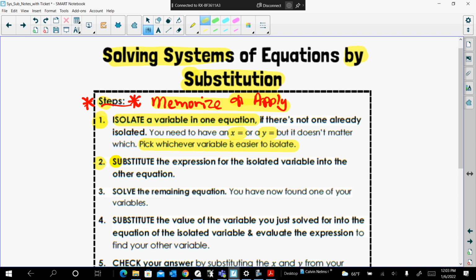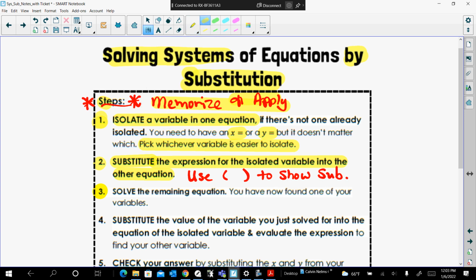Step 2, anytime I talk about substitution, you have to use parentheses. So to substitute the expression for the isolated variable into the equation. Anytime we say to substitute, you're going to have to use parentheses to show substitution. And I'm going to abbreviate substitution as SUB. Please add that to your notes.